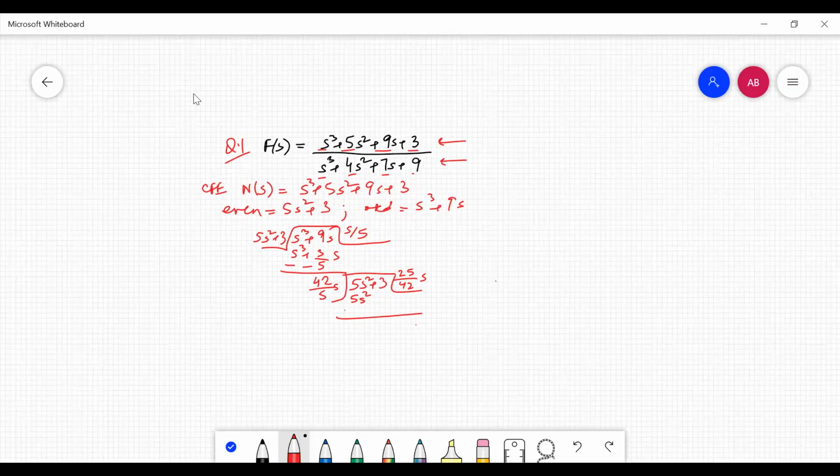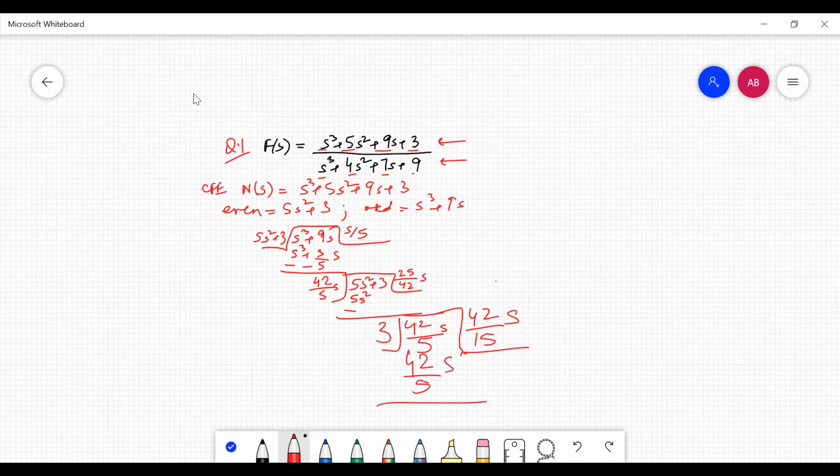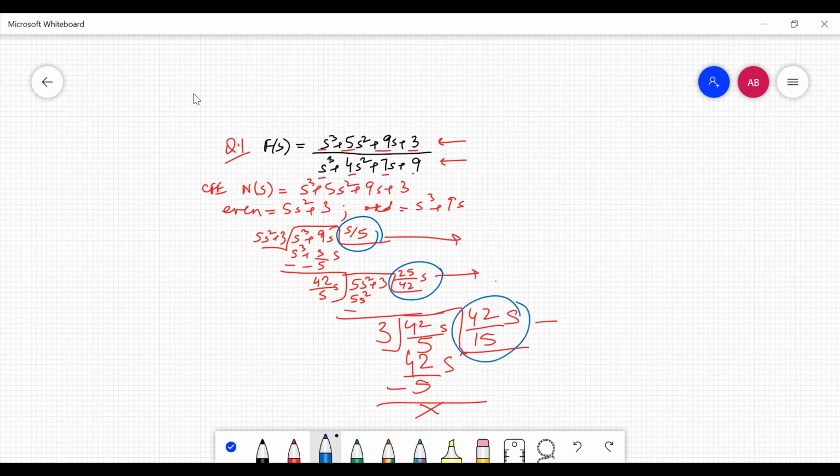Now to get more space, I have just reduced the magnification. Now 3 is going to divide 42 by 5s. Because the highest power is 3, this will be my last term. That is a cross verification for you, of how far you are going to go for the division. You can check here that all the quotients are coming out to be positive: s by 5, 25 by 42 s, 42 by 15 s, they all are positive. So that means the numerator is a Hurwitz polynomial.